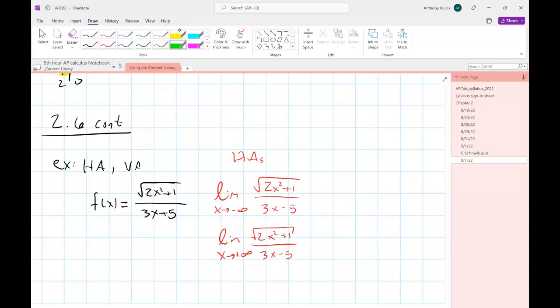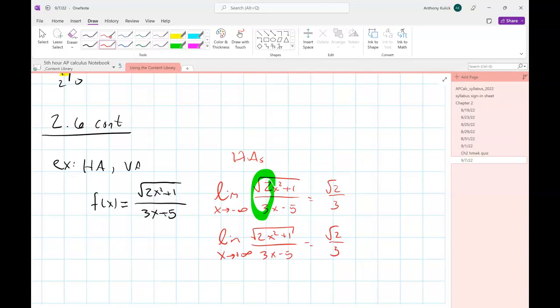Wait, can you explain again why it's not 2? Because of the square root sign over top of it. That's okay. So all I'm going to do is take the leading coefficient of the numerator over the leading coefficient of the denominator. Done. Really, Mr. Kulik? Yeah, homie. That's it. And that's just to find the horizontal asymptote.